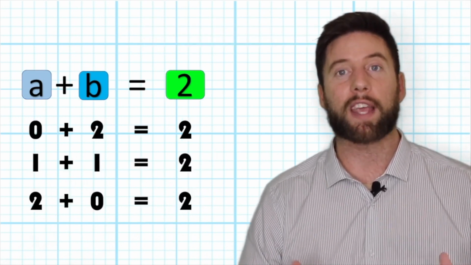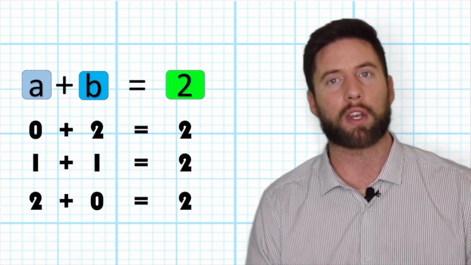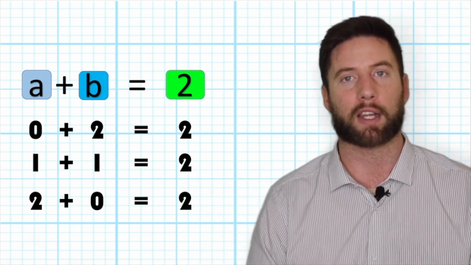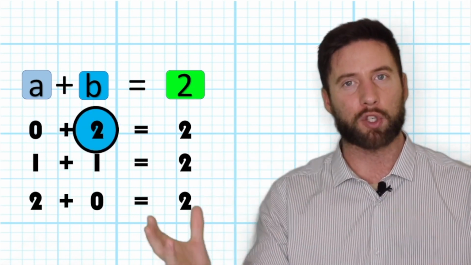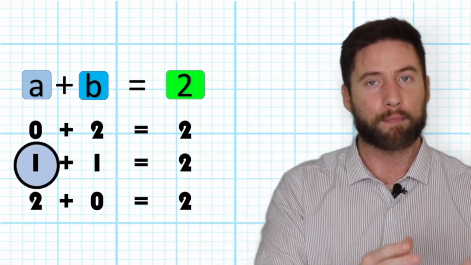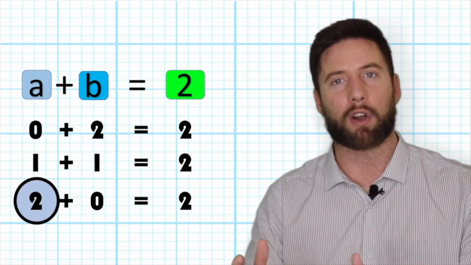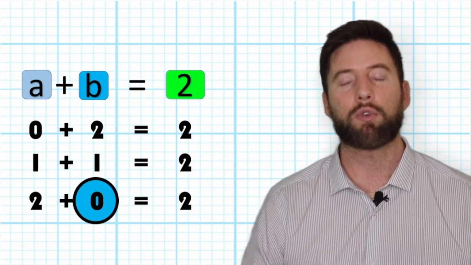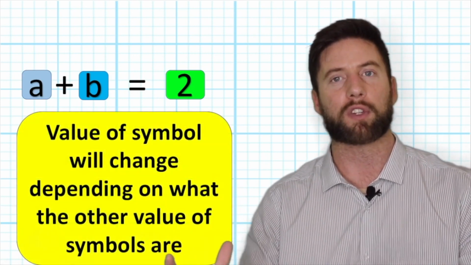And that brings us on to something else that's really important. Did you notice that each symbol could be represented with a different value depending on what the other symbol was representing? For example, if a is 0, then b has to be 2. If a is 1, then b has to be 1. And if a is 2, then b has to be 0 in order for the equation to be balanced and to be equal. So a symbol's value can change depending on what the other symbol's values are doing.